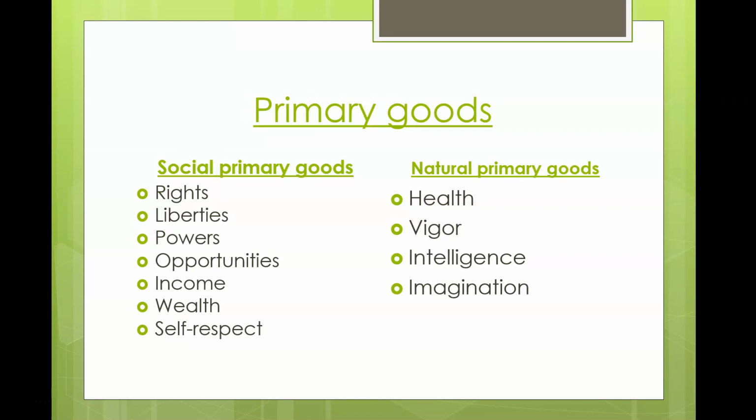You're going to also hear about primary goods. These goods are supposed to be desirable for every human being and also useful for them. And there's two different categories. There's the social primary goods and natural primary goods. The social primary goods are your rights, liberties, powers, income, wealth. And then the natural ones are your health, vigor, intelligence, and imagination. The natural ones are going to come naturally. The social ones are for everyone.